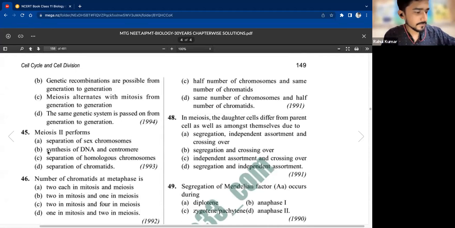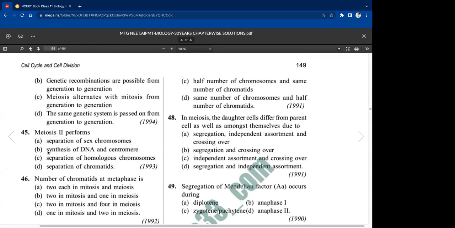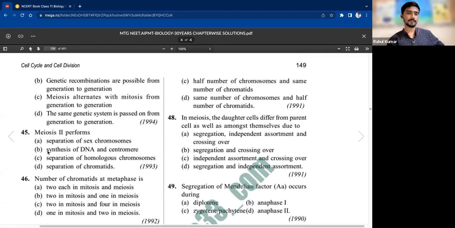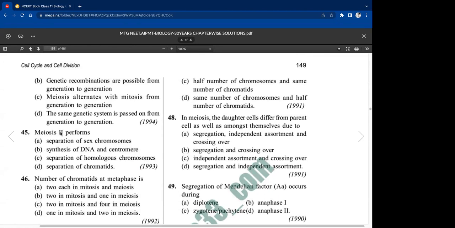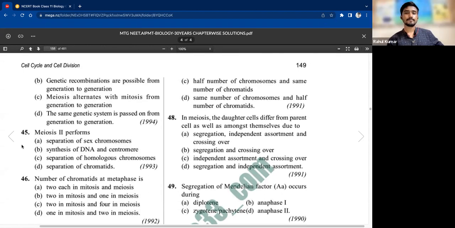Question number 45. Who read the last question? It was Iram, right? Or was it Aisha? Sir, I read. Okay, Iram, read question number 45. Meiosis to perform separation of sex chromosomes, synthesis of DNA and centromere, separation of homologous chromosomes, or separation of chromatids. Yes, write it in the chat. Meiosis 2.